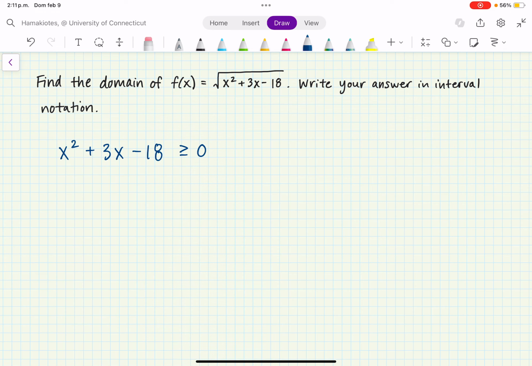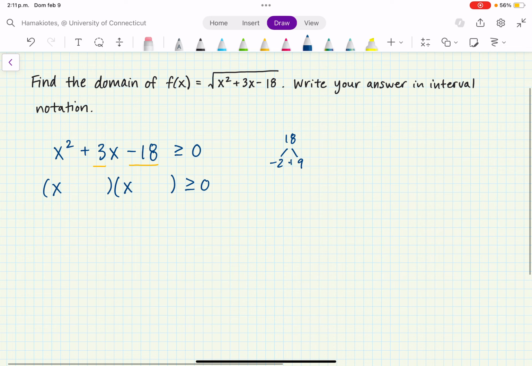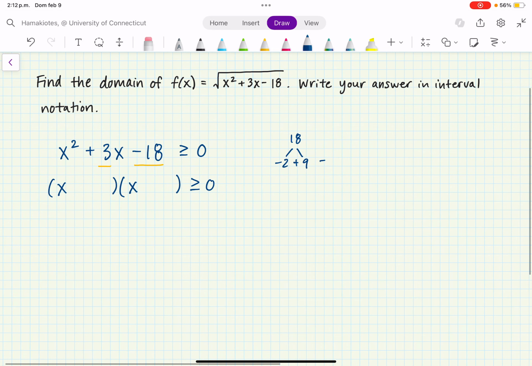We can start by factoring the left-hand side. So we want to write this as x plus or minus something times x plus or minus something is greater than or equal to 0. So we want to find two numbers that multiply to minus 18 and add to 3. If we start off with 18, maybe we can have minus 2 times 9. That gives us minus 18, but minus 2 plus 9 is equal to 7.